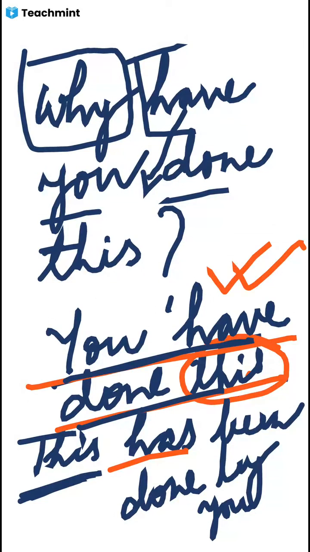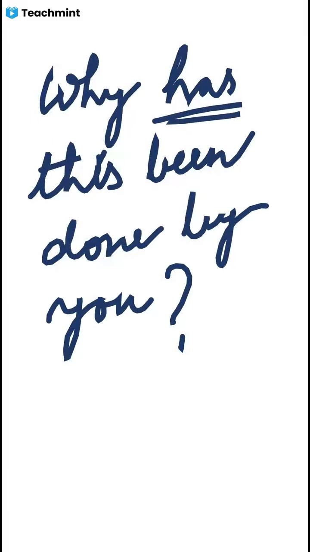So this is the helping verb here. Therefore, why has this been done by you? So this is our final answer. Am I clear or not? Yes, ma'am. Okay. You can do it this way if an interrogative sentence is given to you. Okay, ma'am.